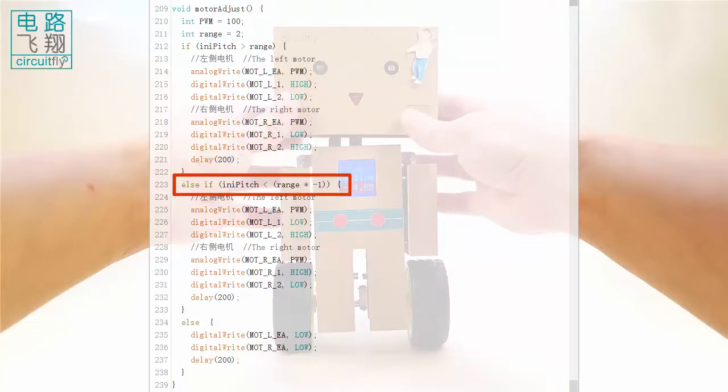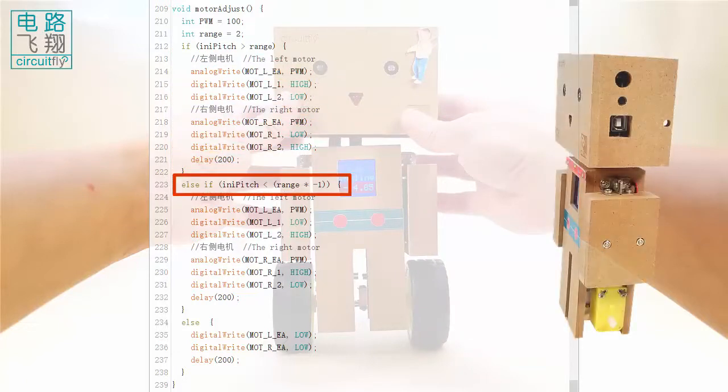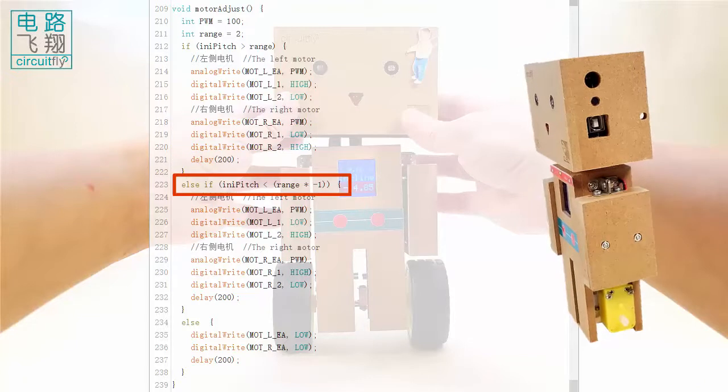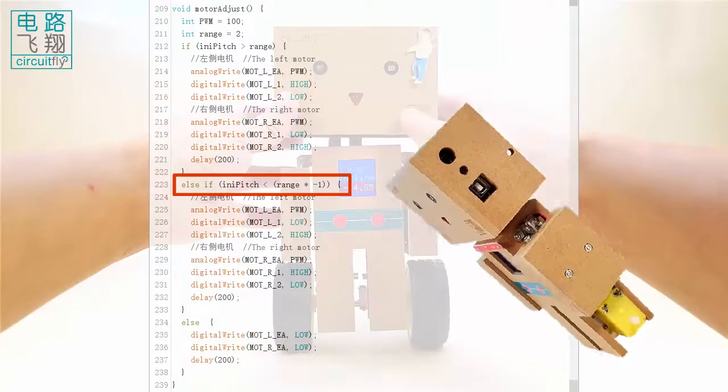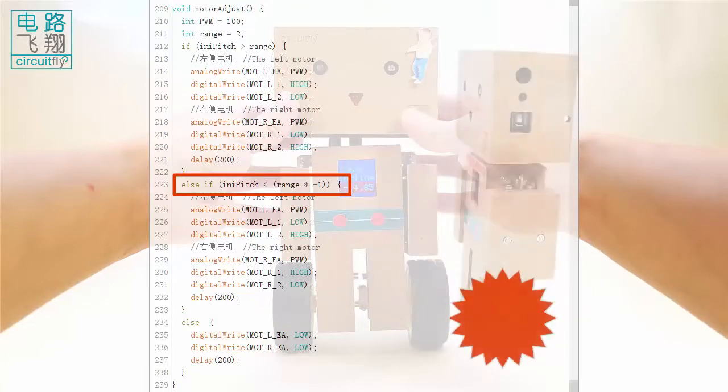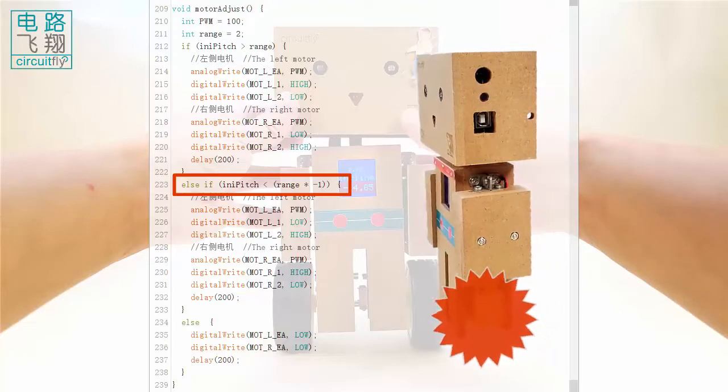While if the difference init pitch is less than minus 2, it means that Clybot C6 tends to fall forward. So the two wheels rotate forward to compensate for the falling.